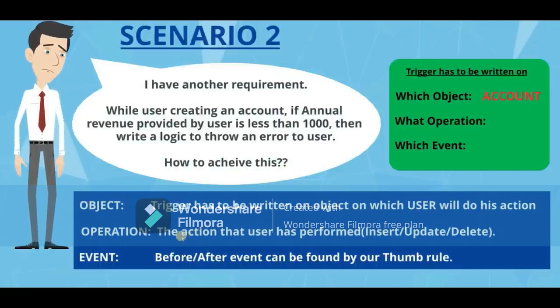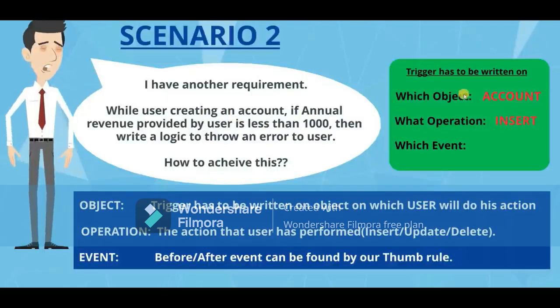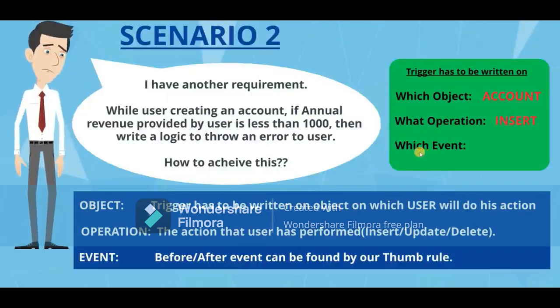Now the next one is operation. The operation can be determined by the action that the user has performed. In this scenario, the action is while the user is creating an account. Basically, he is inserting an account and then this logic has to be checked. So the operation would be creation, the insert operation. So far we are done with object and operation.